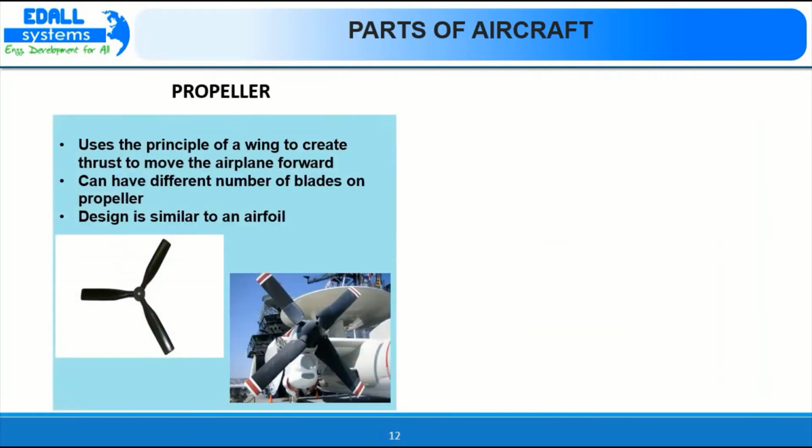Then we have the next part, that is propeller. So this propeller uses the principle of a wing to create thrust to move the airplane forward. Same like wing, propeller uses the principle of wing to create thrust. It can have different numbers of blades. Propeller design is similar to an aerofoil. So it just looks like an aerofoil but it has a small twist near the root. So this helps in maintaining a proper flow near the nose of an aircraft.